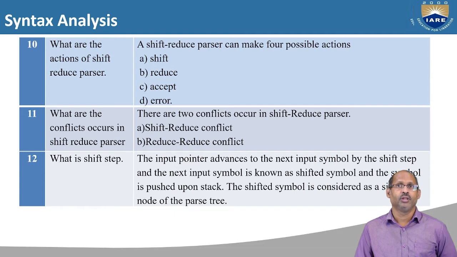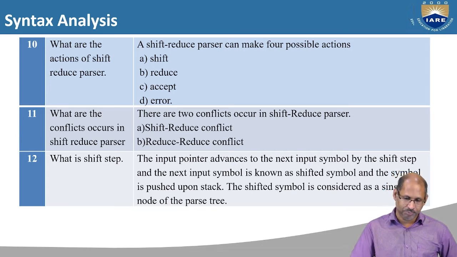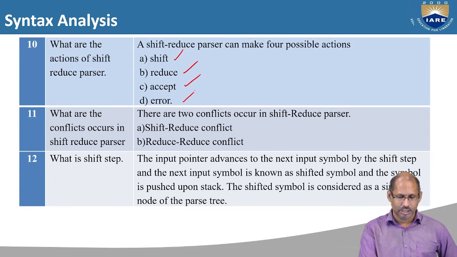So here, the shift reduce process will mainly have 4 actions. It performs shift, reduce, accept, and error, meaning not accepted. So these are the main 4 operations, right? Possible actions in the shift reduce parsing method.